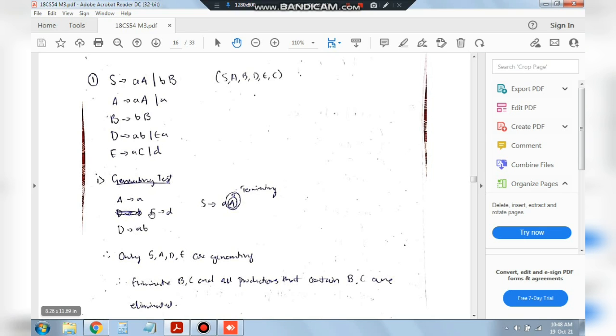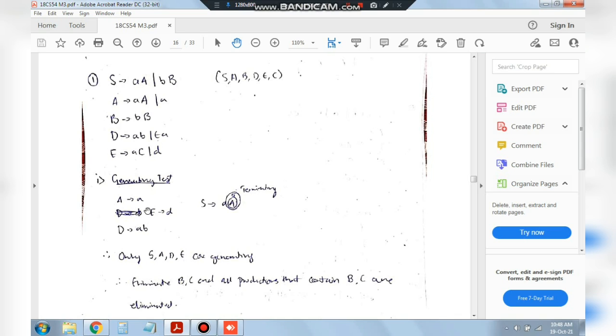Okay, so after writing a, e, and d, we'll go on to the S. S goes to a capital A or b capital B. Since we know that a is ending with a small letter, a is also considered as the generating, valid. Okay, so we can take this one a as the valid string, and small a with a valid string will give us the valid string. Okay, so we'll have S goes to a, small a, and capital A as ending strings.